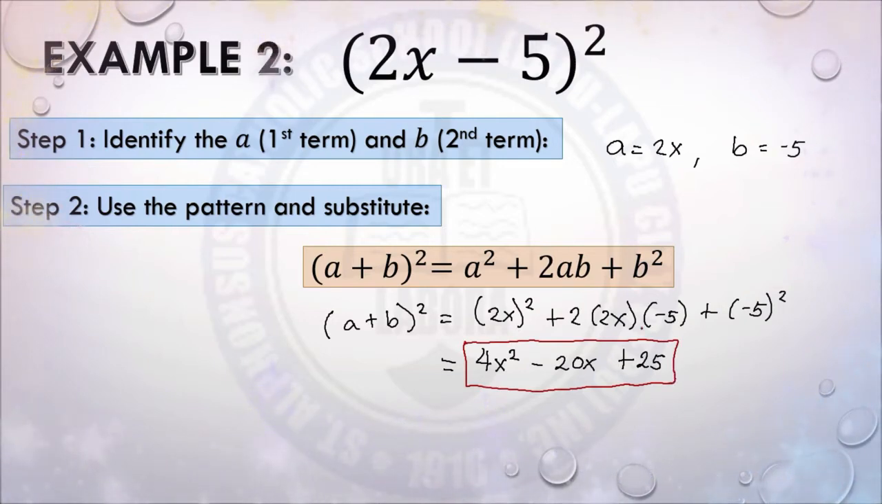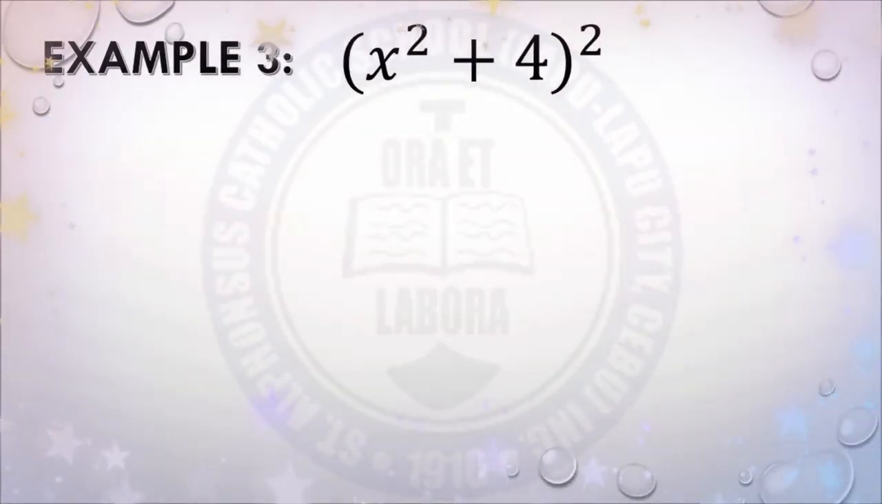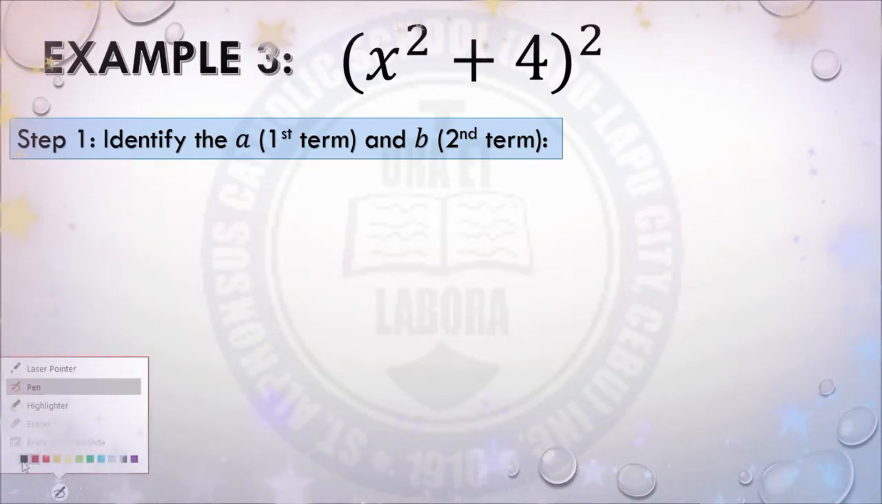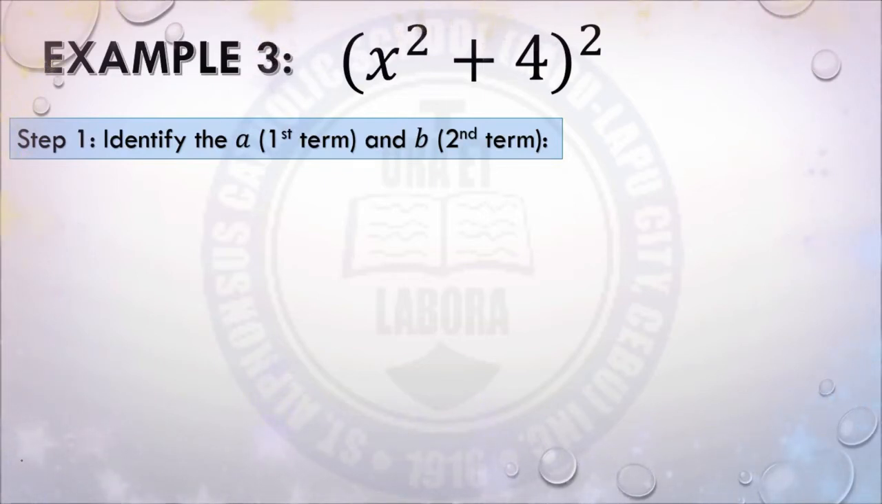We are now on example number 3. X squared plus 4. What is A? Please write your answer on the text box below. What is B? Please write your answer on the text box below. If your answer for A is x squared, then you are right. And if your answer for B is 4, you are also correct.